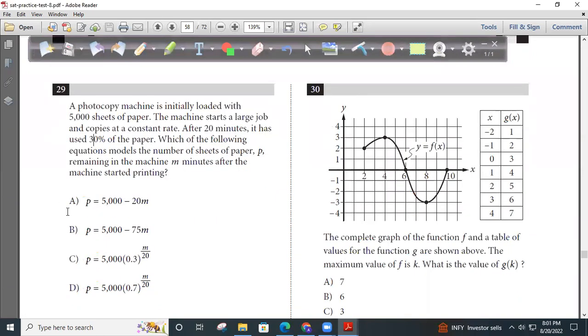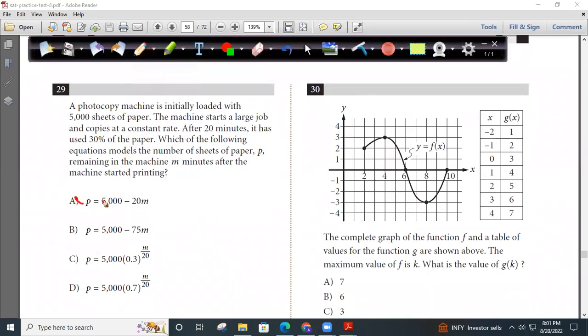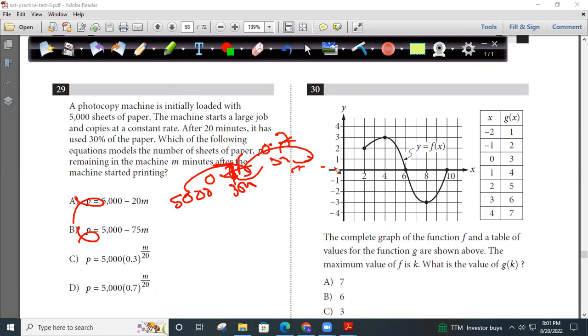So A and B, by closing my eyes, I can say A and B are wrong. Now I have 5,000. It has used 30% of the paper, means 3,500. On this, every time it is getting multiplied by 0.7 to get to the next number. So I'm multiplying with a number less than 1. So definitely exponential decreasing function.